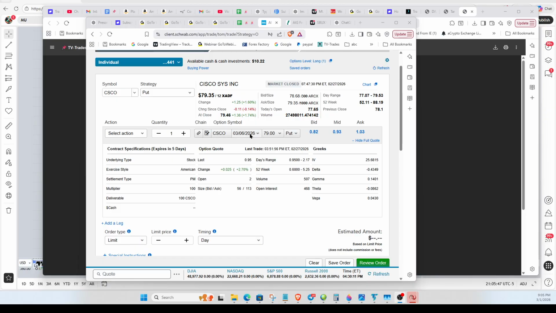This by default is on this Friday. All right, it expires 3/6. But if you wanted to go to next Friday, you can pay a little bit more money for it. See how much it costs right here? You go to next Friday, add a week onto that. You're going to pay for time on that.